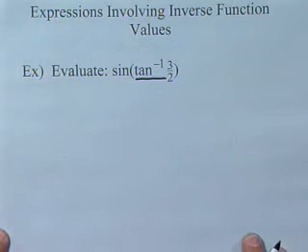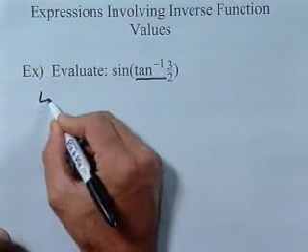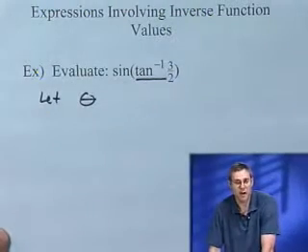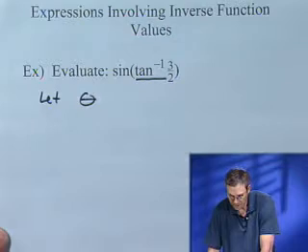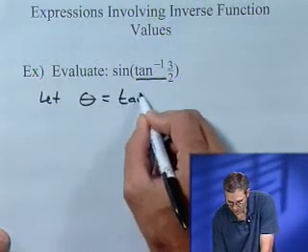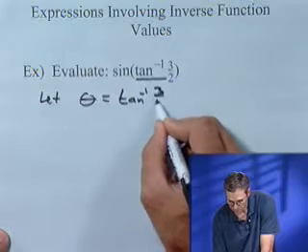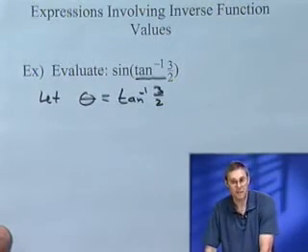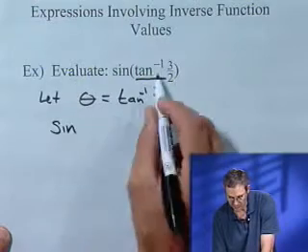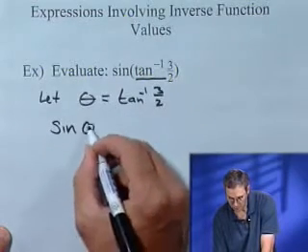Remember, the arctangent is an angle. So what I'm going to do is let theta, we usually call angles thetas or alphas or betas or whatever you want to call it, equal the arctangent of 3/2. Okay? So what I really want to do is figure out what is the sine of theta.